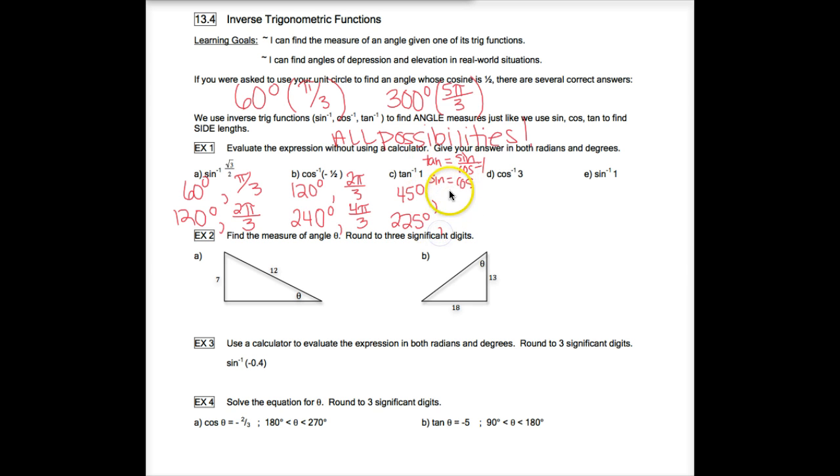And of course they're radian equivalents, pi over 4. 225 is past pi, so 5 pi over 4 because it's bigger than 4 pi over 4.